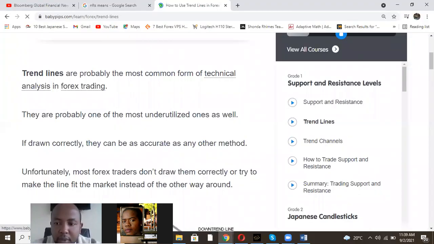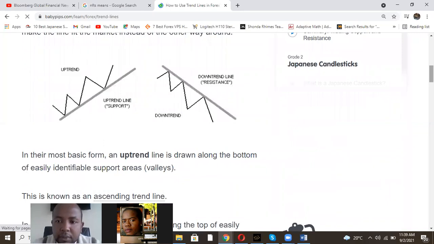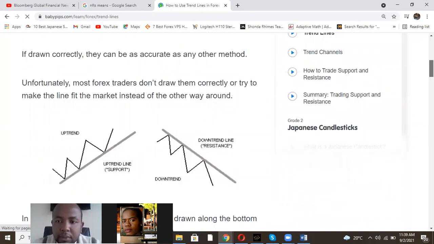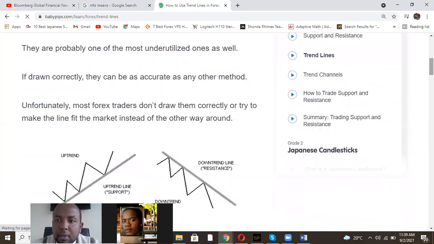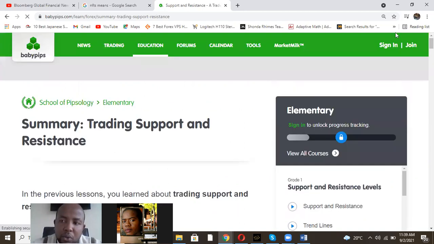So we're saying trend line. Look at this trend line, for example. Oh, sorry. Sorry, guys, about that.